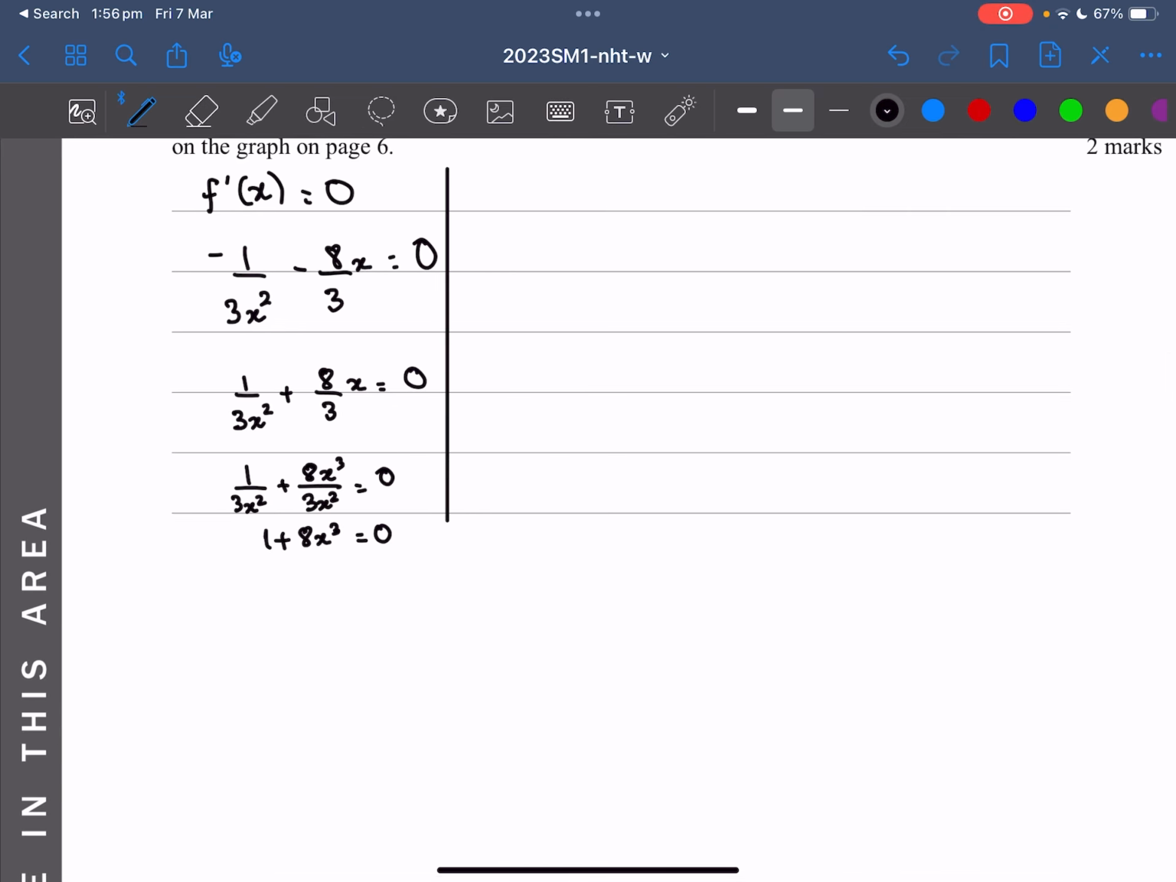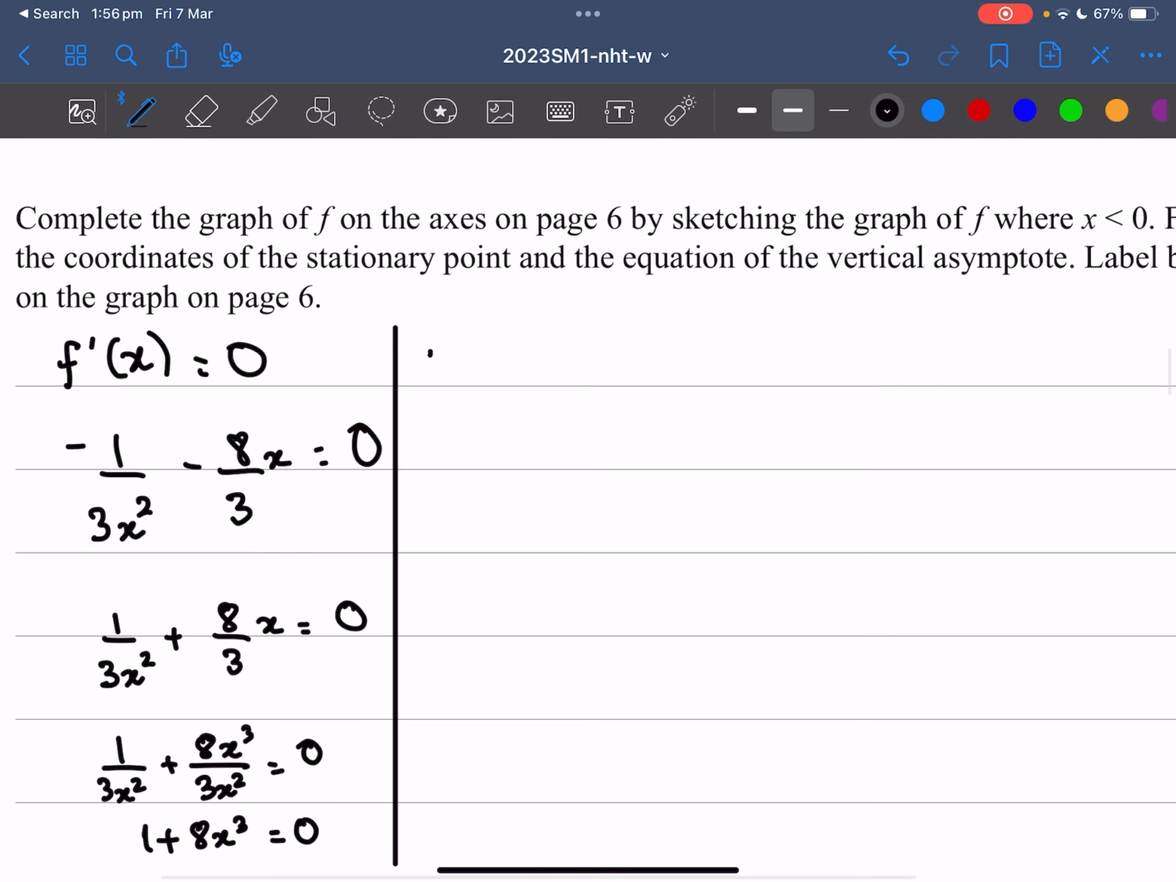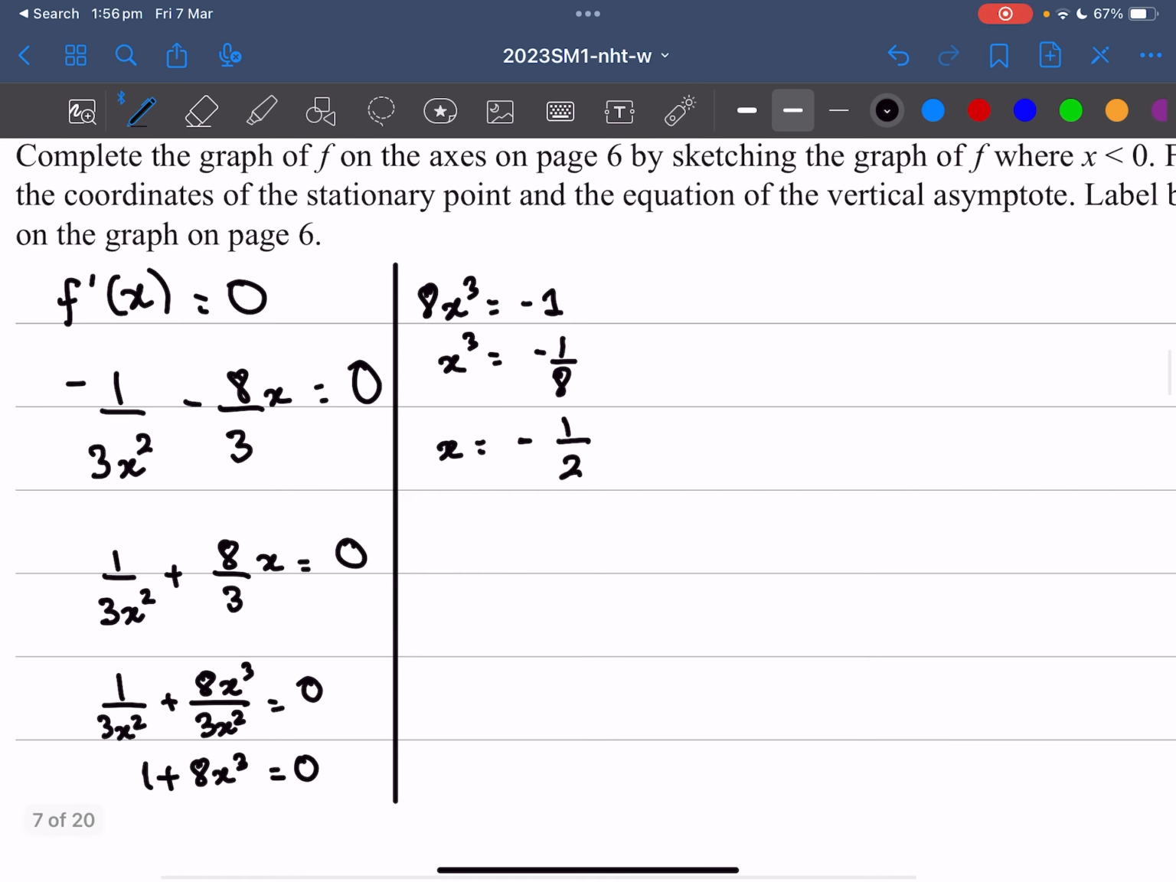Okay, and then we'll have 8x cubed equals to negative 1. X cubed is equals to minus 1 on 8. So we'll have x is equals to minus 1 on 2. Okay? And now we just substitute that back into the function.